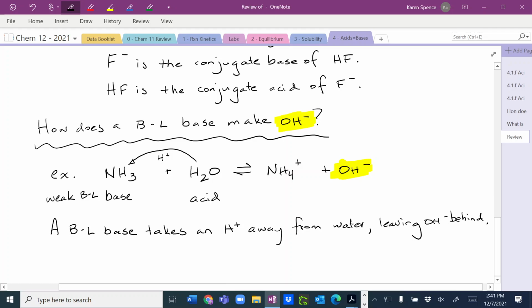So you don't need to have an OH in your formula to actually make OH minus. You just need some water kicking around.